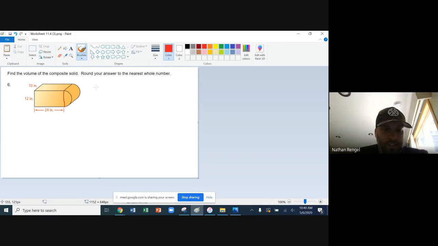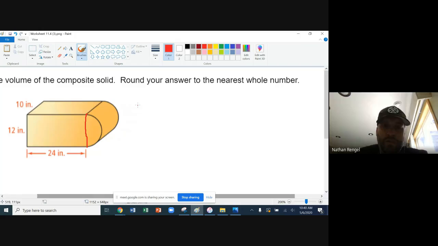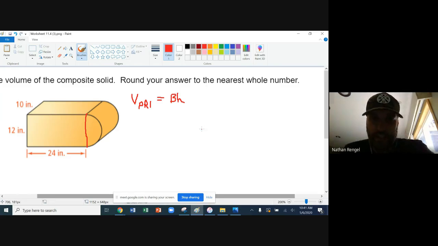First, we're going to organize ourselves and start to figure out what shapes we're using and then what formulas we're using. So first, we're going to find the volume of the prism, which we'll call volume of the prism. To find volume of a prism, we take the area of its base times its height. In a rectangular prism, you're just basically multiplying all three dimensions together. So length times width times height.